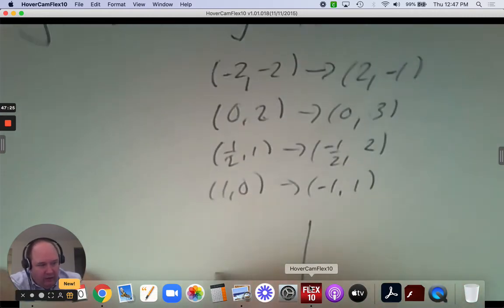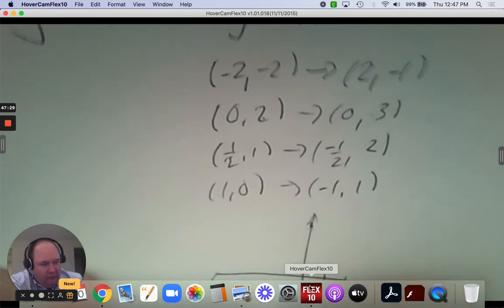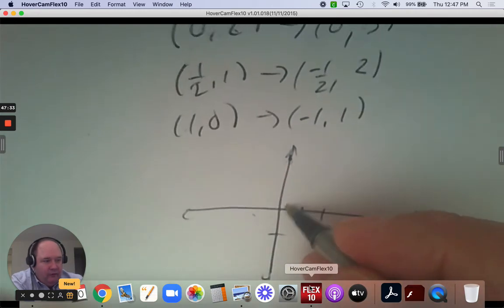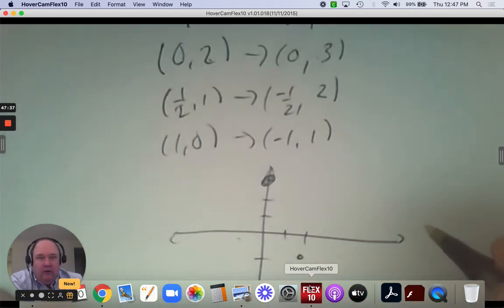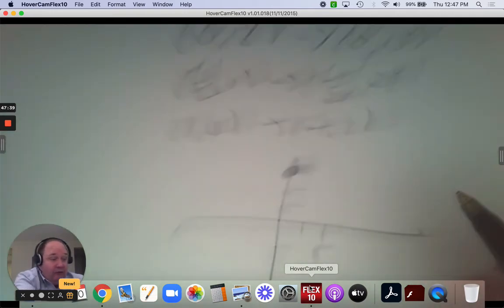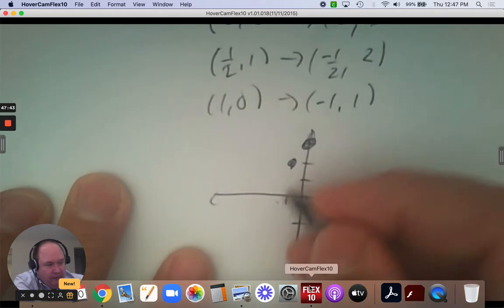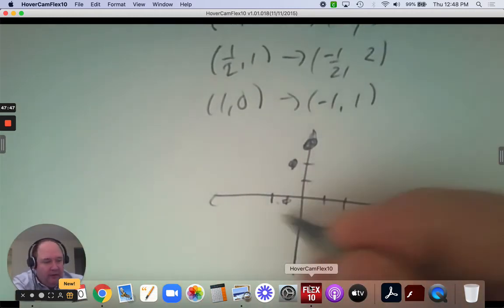So now draw the graph using those points. We have 2 and negative 1. We have 0 and 3. We have negative 1/2 and 2. Oops, here we'll say that's negative 1/2. So negative 1/2 and 2, and negative 1 and 1.